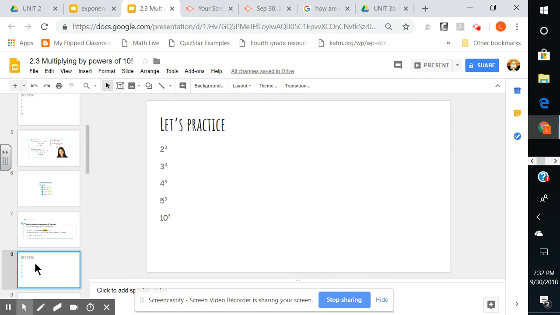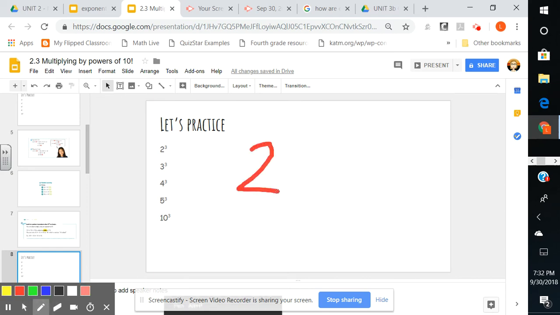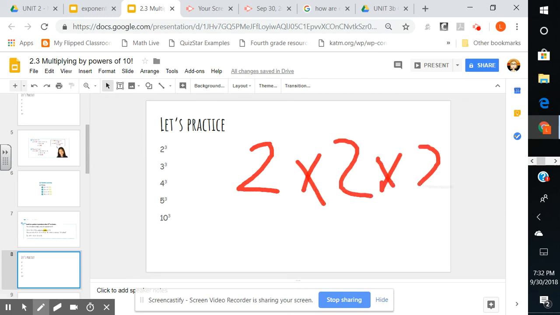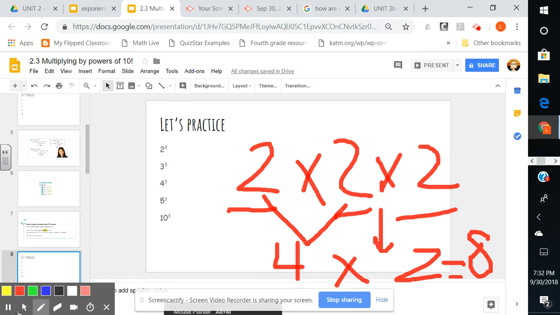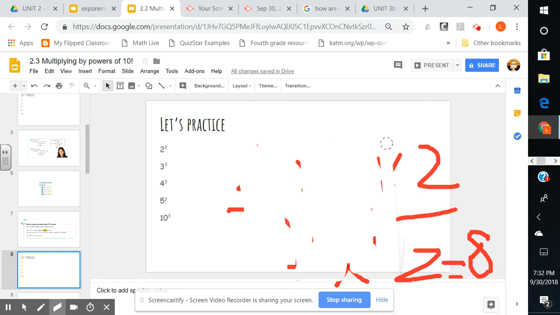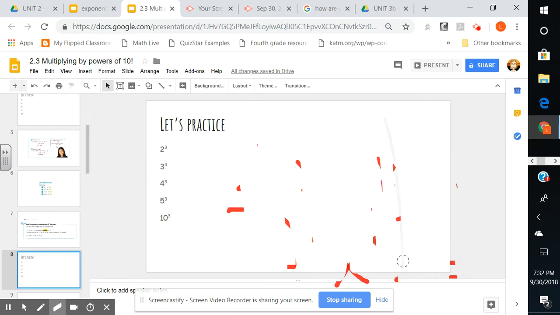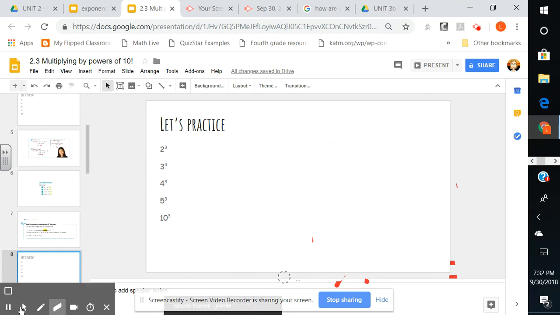Now we're going to just do 2 of these. We'll do 2 to the third power. Please remember, it's 2 times 2 times 2. The little 3 tells you how many times to write the base. Then you will do 2 times 2, which is 4. Bring down the times, bring down the 2. Then you will do 4 times 2 equals 8. Then 3 to the third would be 3 times 3 times 3. 3 times 3 is 9. 9 times 3 is 27. We will do the rest of those in class, but keep going.